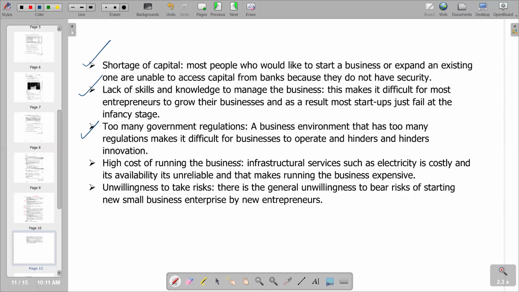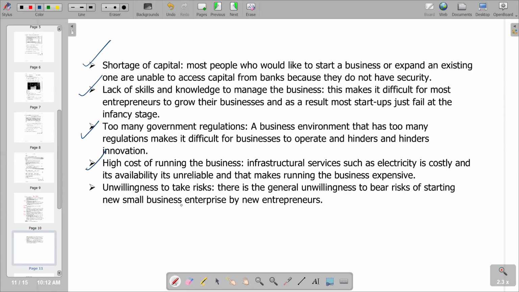The high cost of running the business, that is, infrastructure services such as electricity, is costly, and its availability is unreliable, and that makes running the business expensive. So high cost of running a business, depending on the economic environment that we have in that country, might negatively affect the operations of those small businesses.